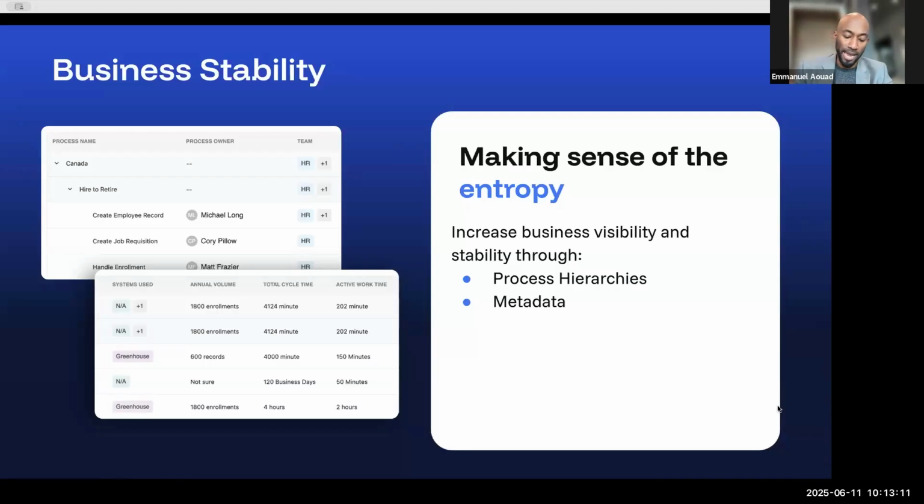And to call back the poll response of fragmented data, this solves the problem of fragmented value stream data. Process hierarchies bring everything connected into one central location and allow you to look at something in its contribution to an entire whole.